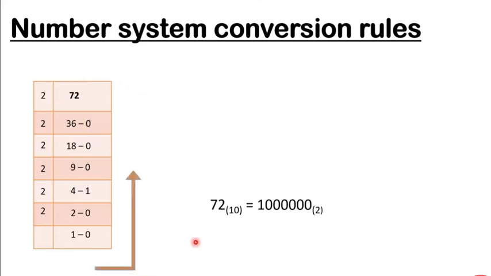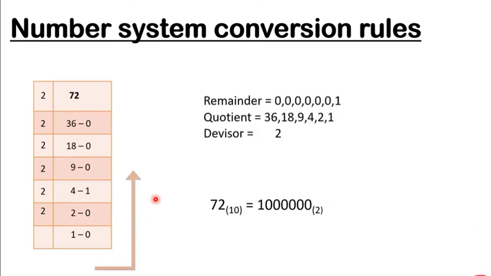So the answer is 72 base 10 is equal to 1001000 base 2. So take note of the direction, okay? It's going up. Here are the remainders, the quotient, and the divisor.